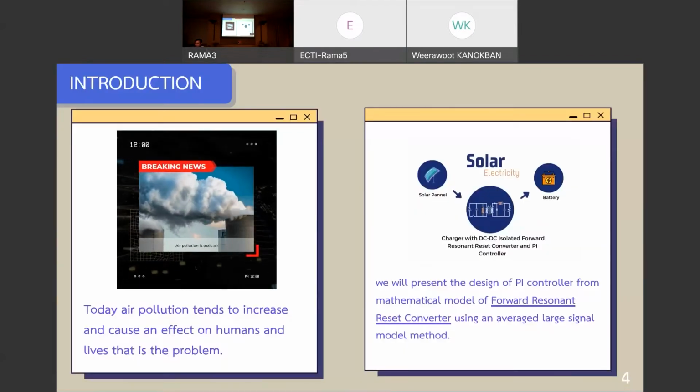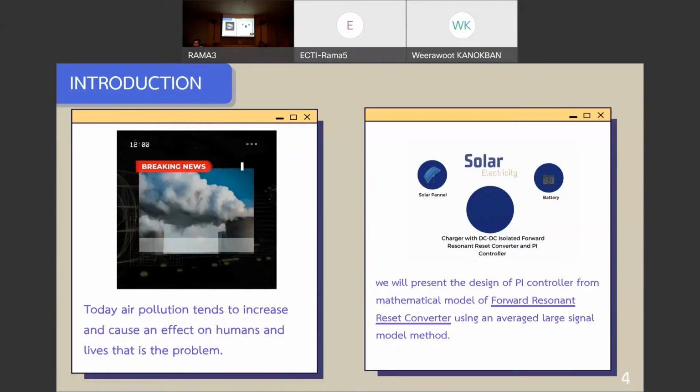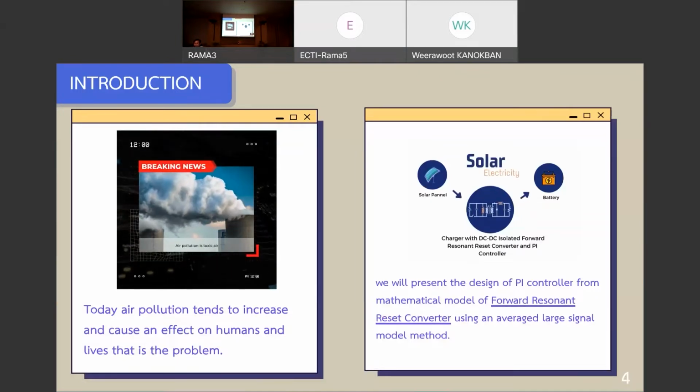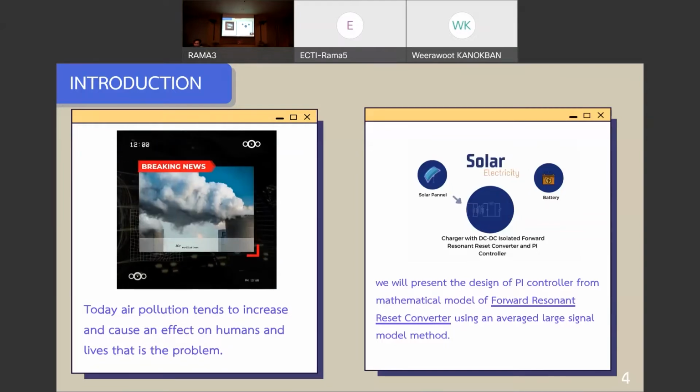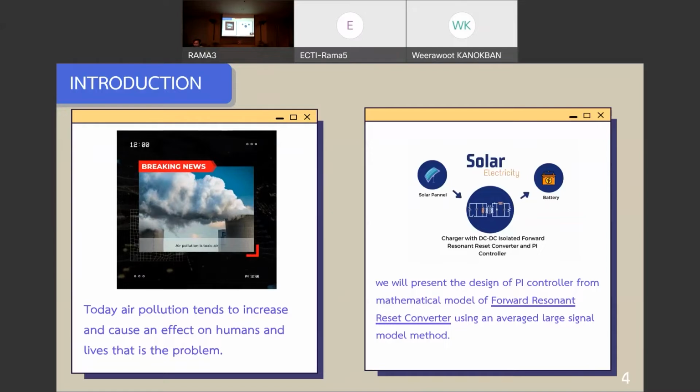Today, pollution tends to increase and cause an effect on human and life. That is a problem. So many countries are interested in alternative energy and renewable energy to decrease using conventional energy. Solar energy is one renewable energy, which is widely used in the world, especially in this particular country, but electric power generation from solar cell depends on the sunlight each day that could cause variation in the amount of power and power consumption.